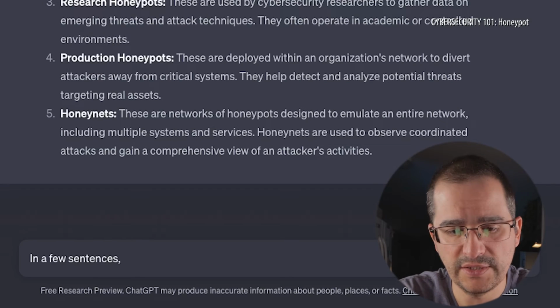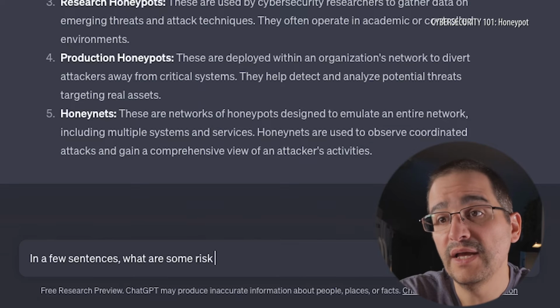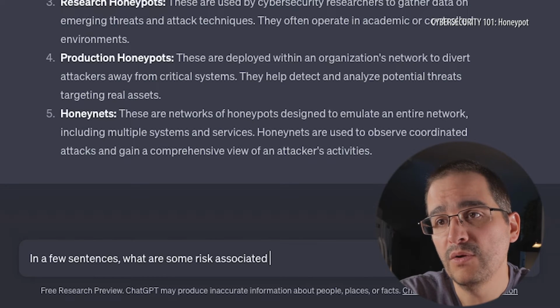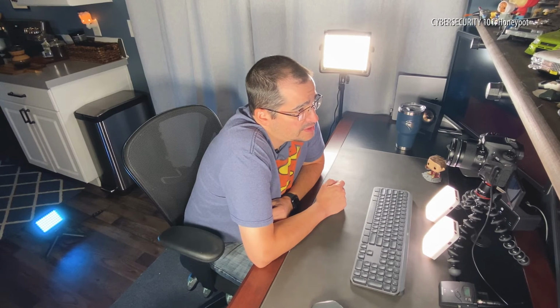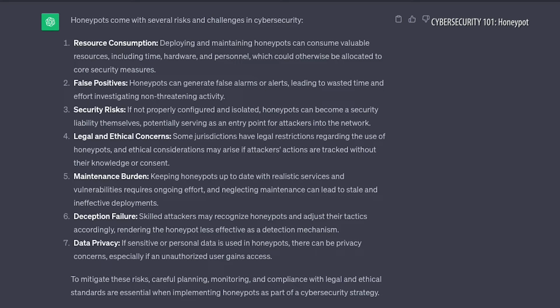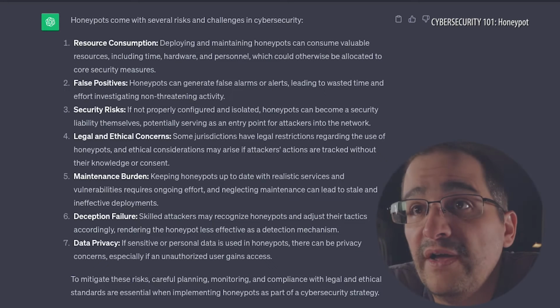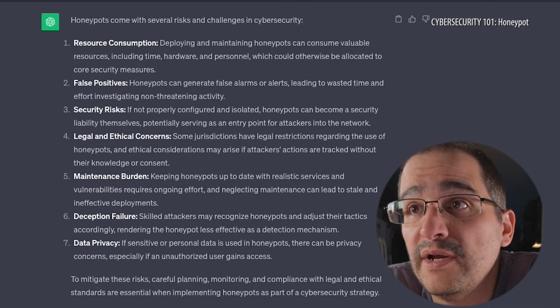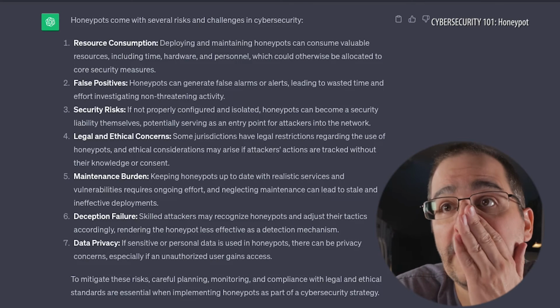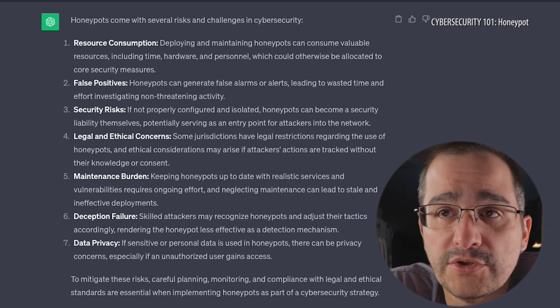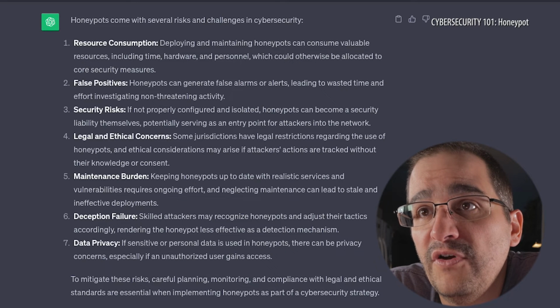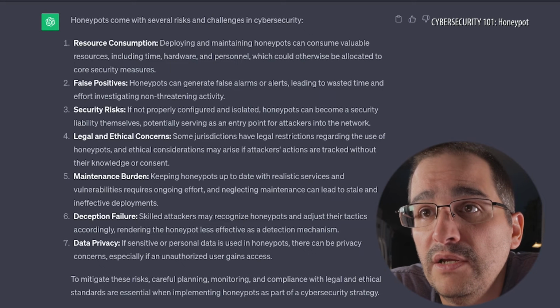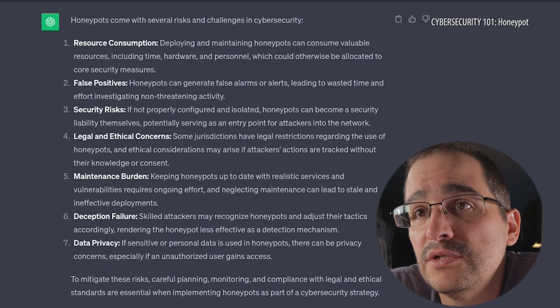All right, let's see, in a few sentences, what are some risks associated with a honeypot? All right, so honeypots come with several risks and challenges in cybersecurity. Resource consumption, all right, deploying and maintaining honeypots can consume valuable resources, right, including time, hardware, and personnel, which could otherwise be allocated to core security measures. So you're losing out there. False positives. You think something bad's happened, but it's not. Security risks. Okay. Legal and ethical concerns.